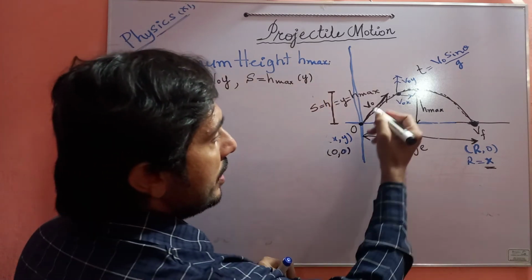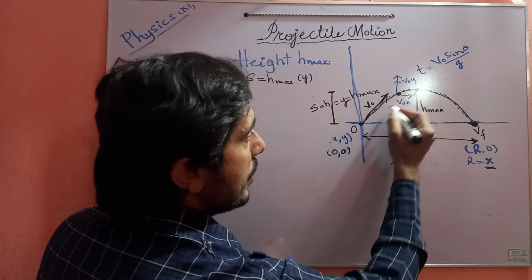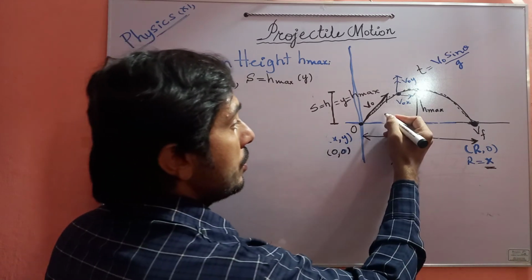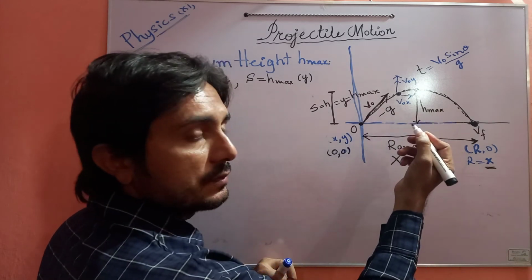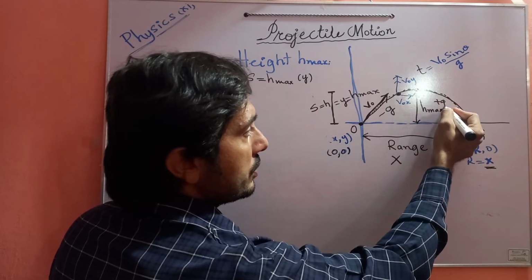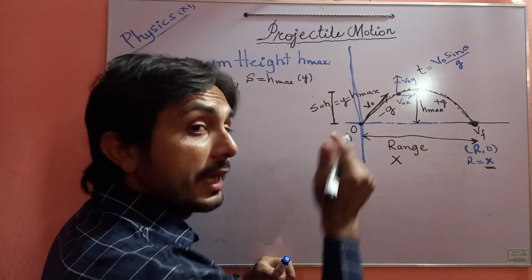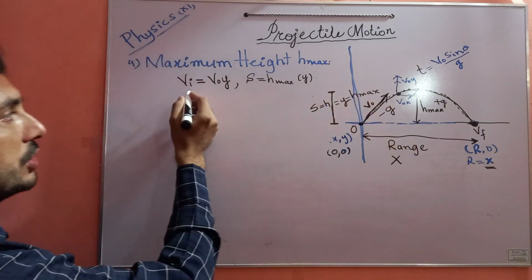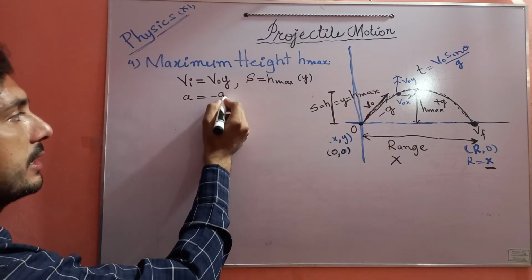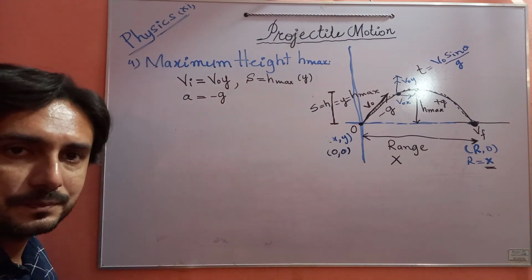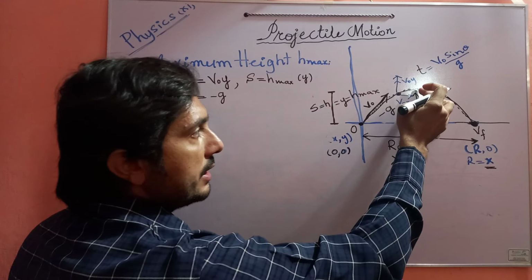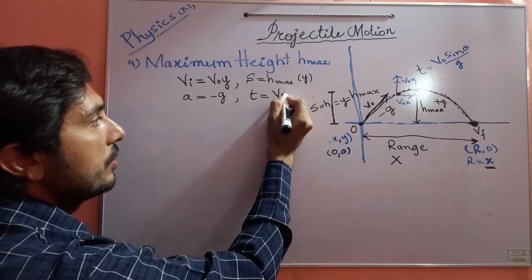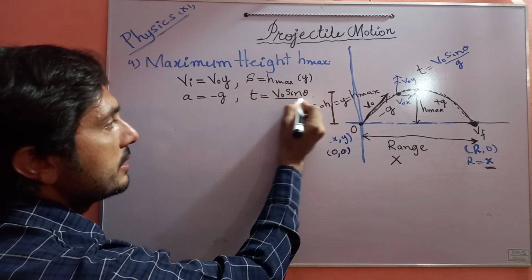As you can see, the body is moving from here to that point against the force of gravity. So the value of g will be minus. Here at that point it will be plus because the body is coming down, but here it is moving against gravity. So the acceleration will be considered as minus g. We are just writing it down: the acceleration will be equal to minus g. And the time to reach the maximum height will be used. It means the single time will be used, and that is equal to v naught sine theta divided by g.